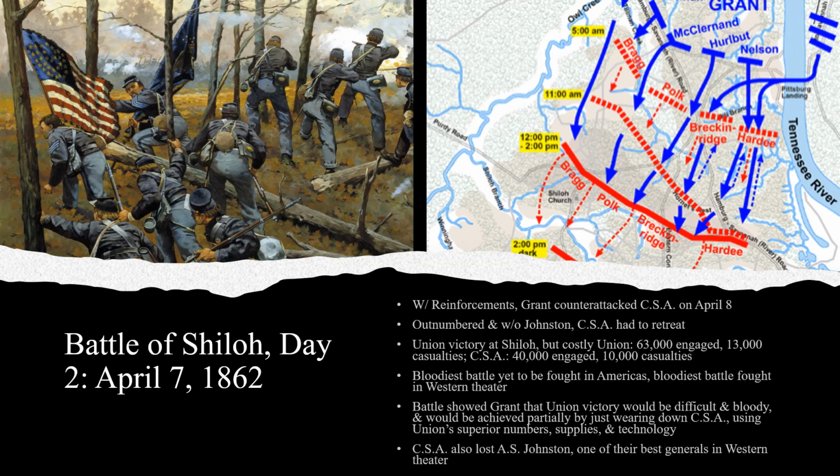Additionally, the Confederates lost Albert Sidney Johnston, one of their most capable military commanders. The Union victory at Shiloh opened the way to Corinth, which the Union captured in late May of 1862.